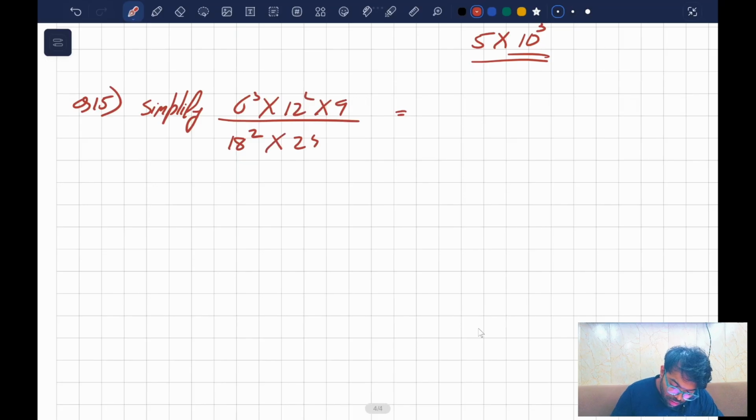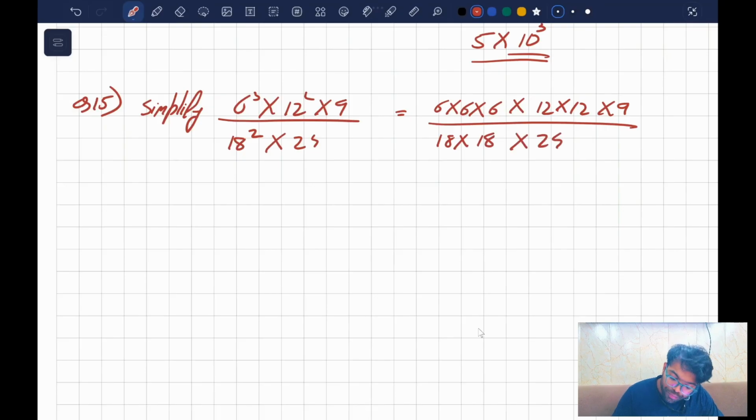नहीं, यही तो गलती की तुमने। 6 क्यूब को कैसे लिख सकते हो तुम? You can either write it as 6 into 6 into 6 into 12 into 12 into 9 upon 18 into 18 into 24. 12 2s are 24, 6 3s are 18, 6 3s are 18, 3 3s are 9, 9 cut gaya. So 2 6s are 12. Answer is 36.